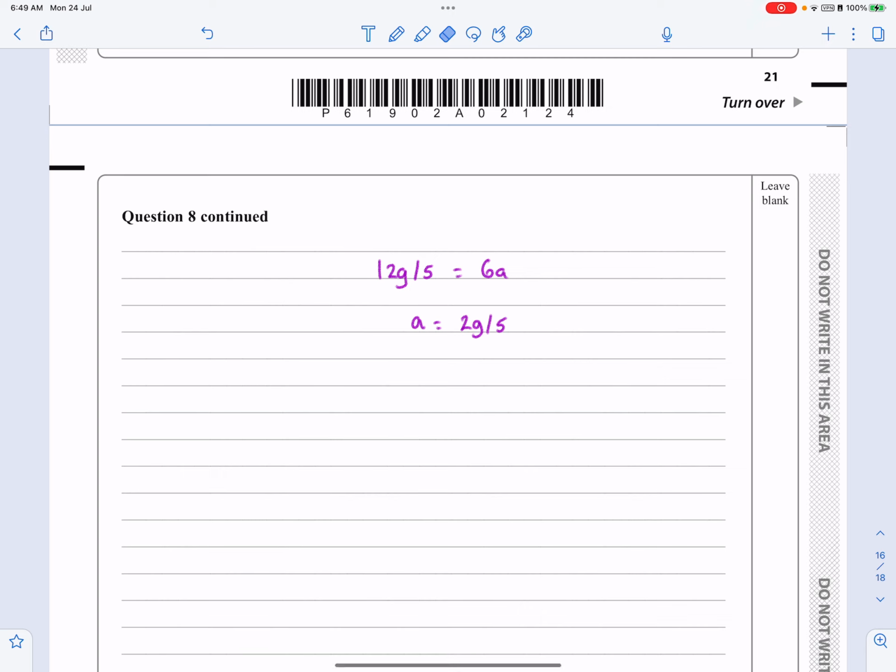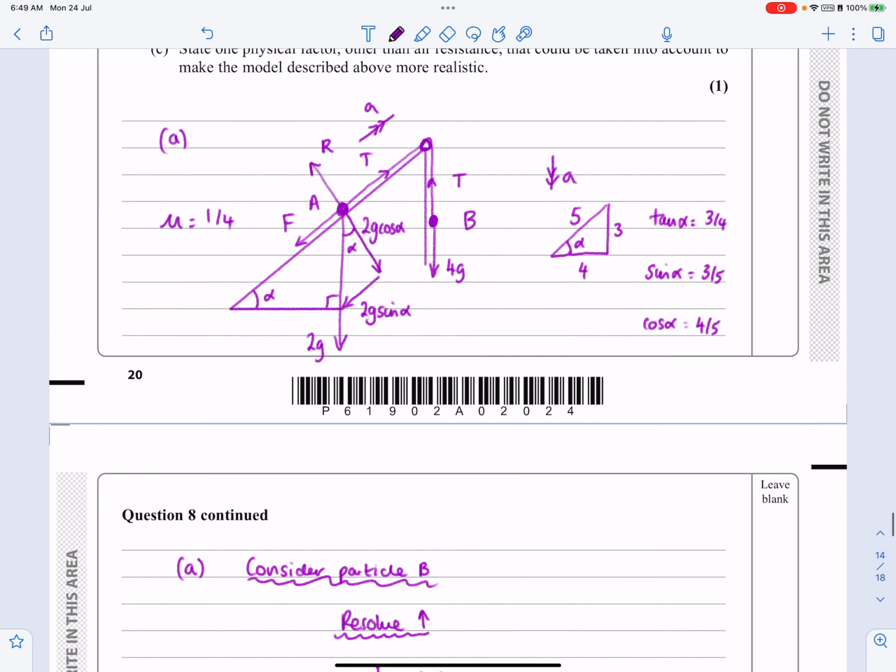So I'm going to use equation 1 just because there's less to use on it. So from equation 1, we actually have that T is 4g minus 4a, if I just rearrange that. So that's going to be 4g minus 4 lots of 2g over 5. So that means that the tension is going to work out to be 12g over 5. 9 marks for that first bit. Okay, still quite a bit of the question to go.